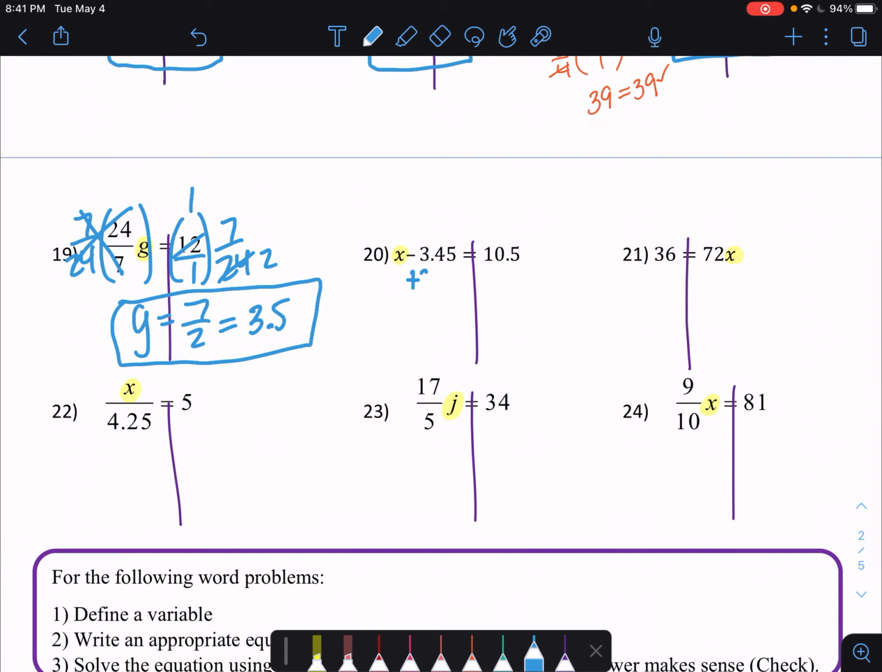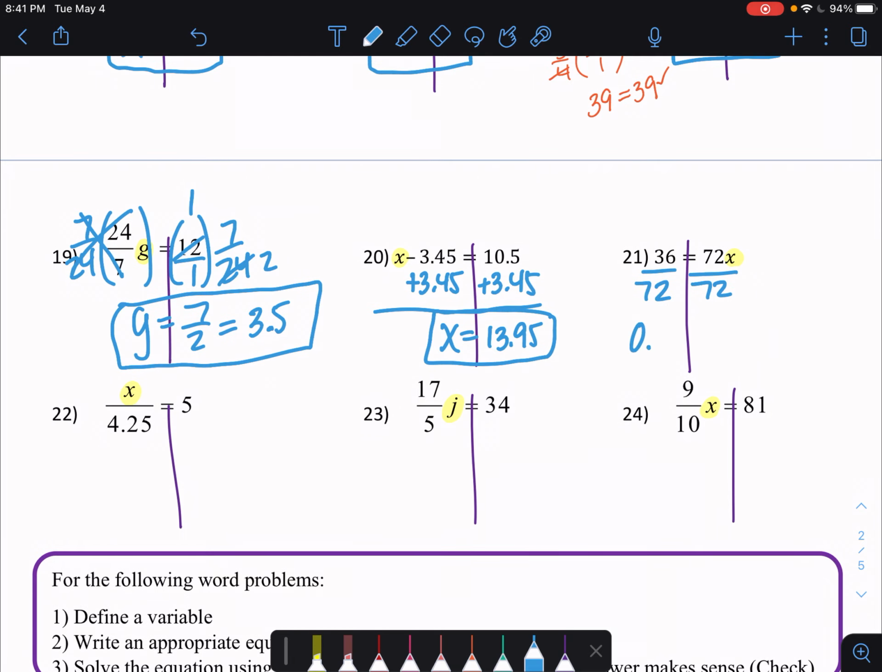In number 20, I'm going to add 3.45 to both sides. So I get x equals 13.95. In number 21, I am going to divide by 72. Remember that you're dividing by the number next to the variable. So here I do get 0.5 is equal to x. In number 22, I'm going to multiply by 4.25 on both sides. So x equals 21.25.